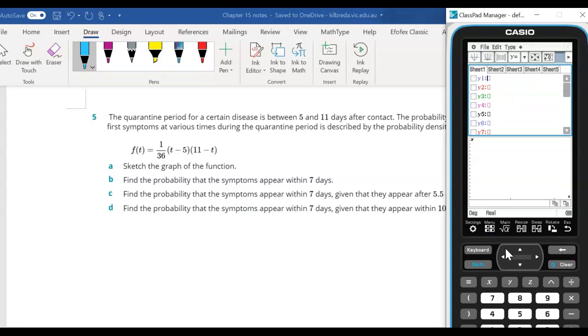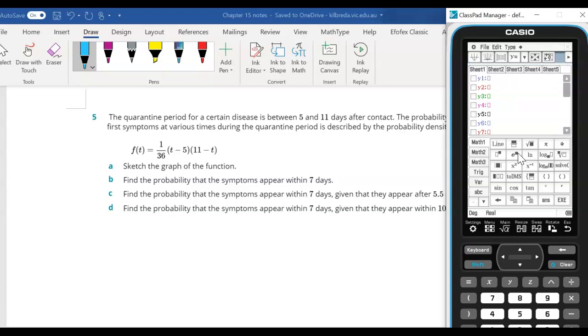And put in what we have here. So 1 on 36 times, and put x, not t, so x minus 5, 11 minus x. All right, and just tick it, and then we only want to go from 5 to 11, so we can restrict it. We can find the button. All right, so we're going from 5 to 11.